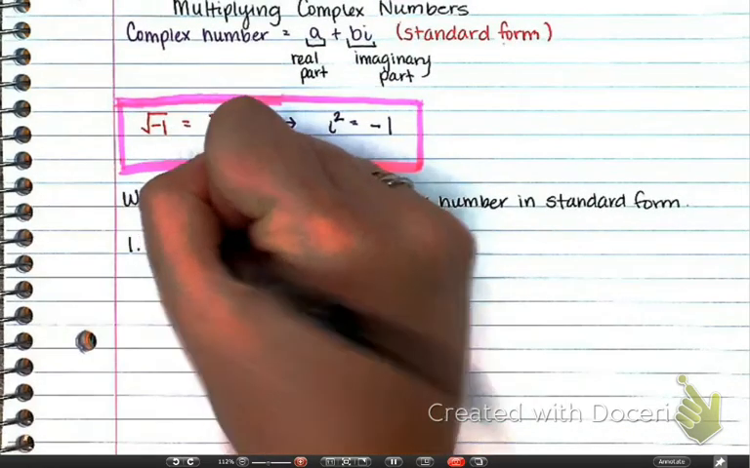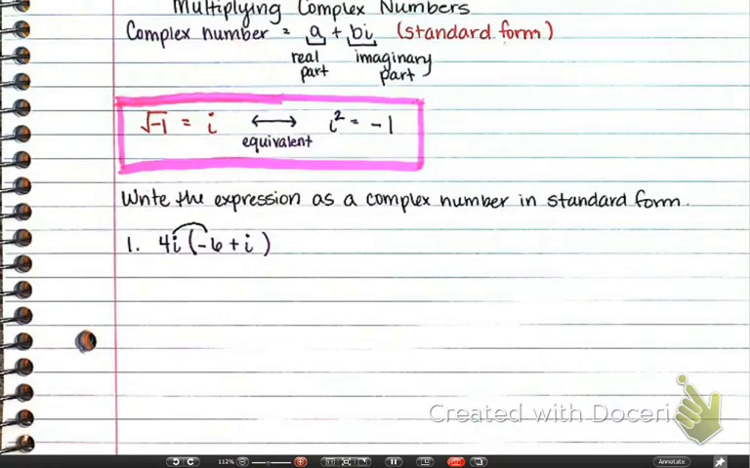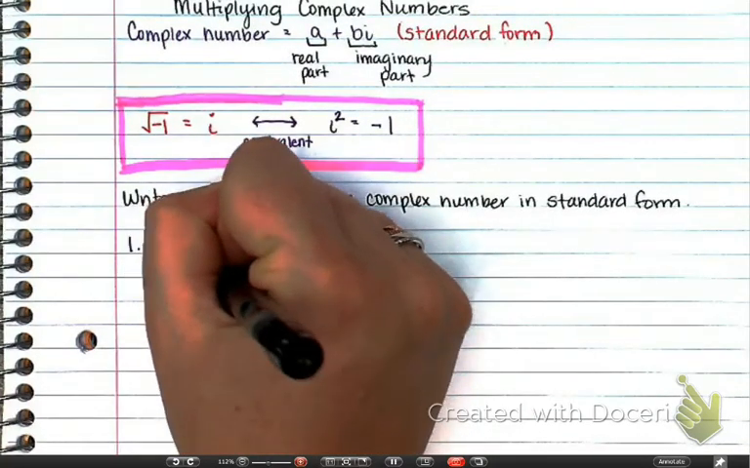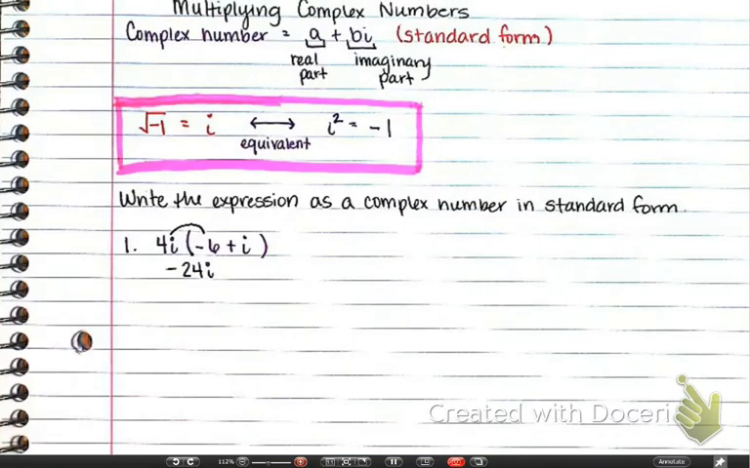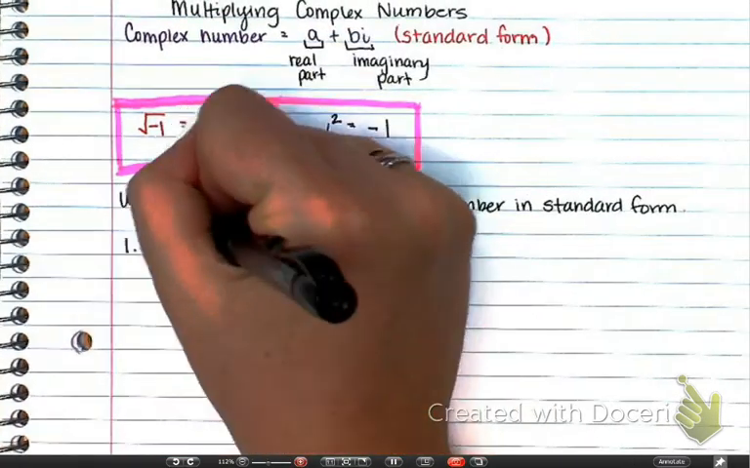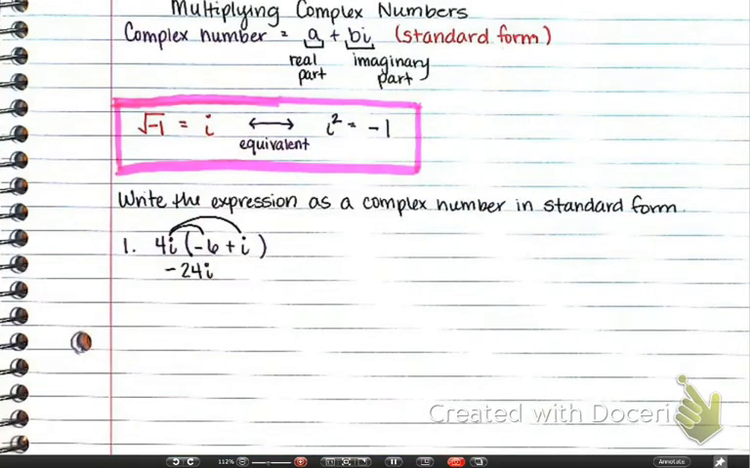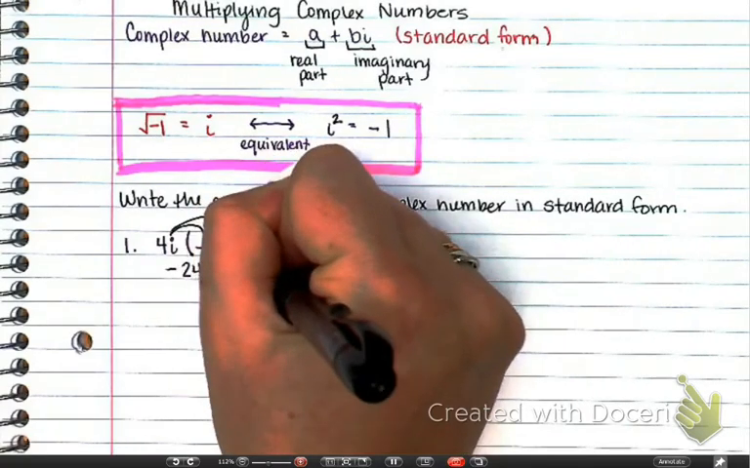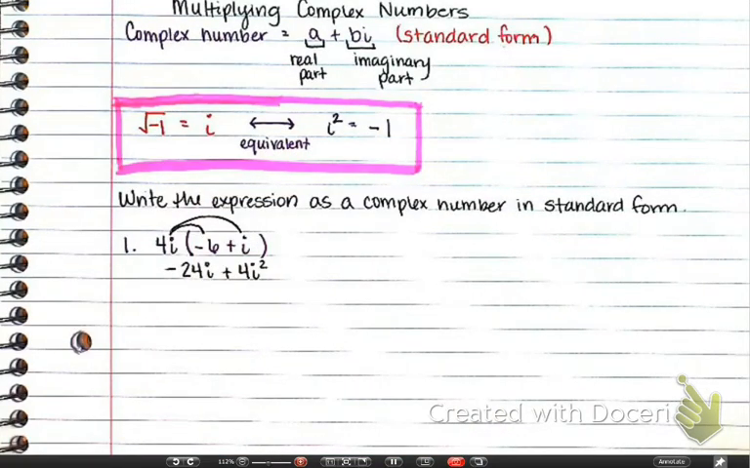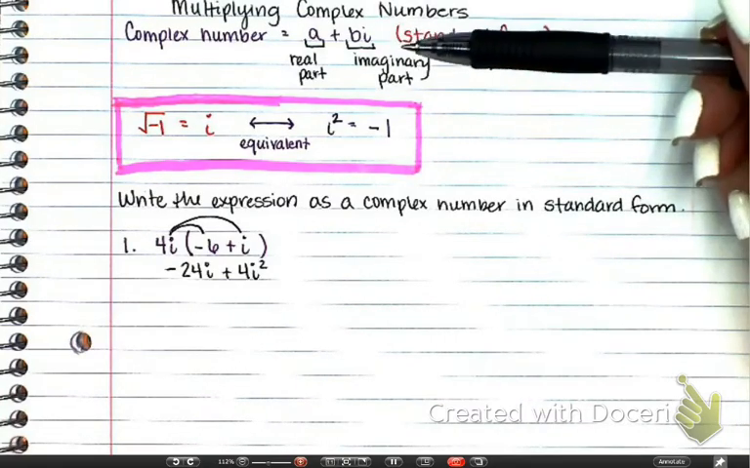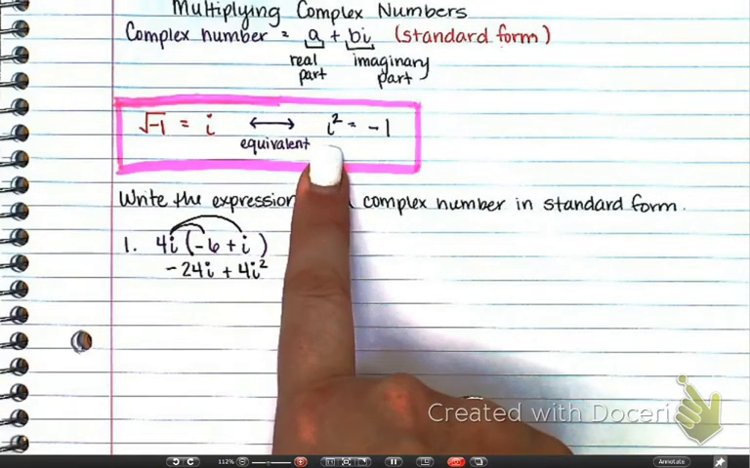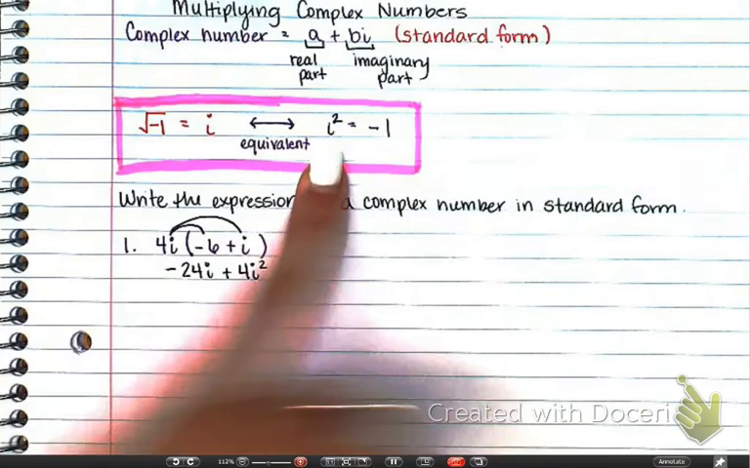Okay? 4I times negative 6 is negative 24I. Right? What's 4I times I? 4I squared. Everyone okay so far? Okay, but we said standard form is A plus BI. There's no squareds in that. Do you agree? What is I squared? I squared is negative 1.